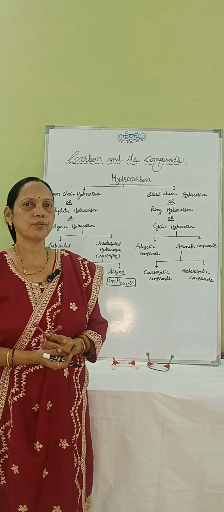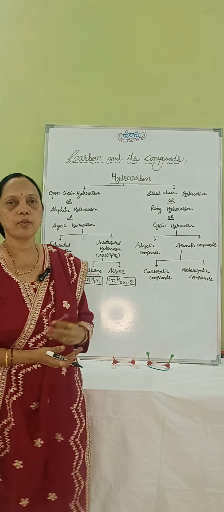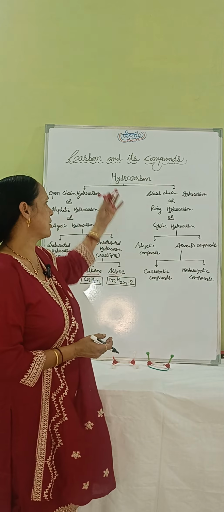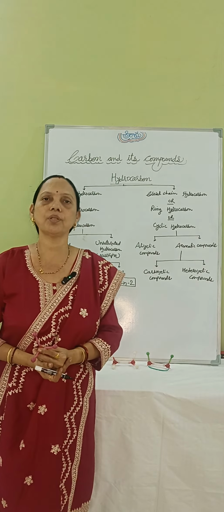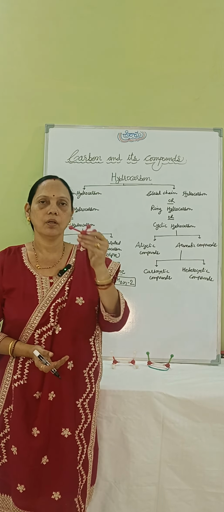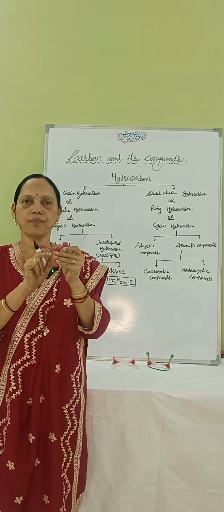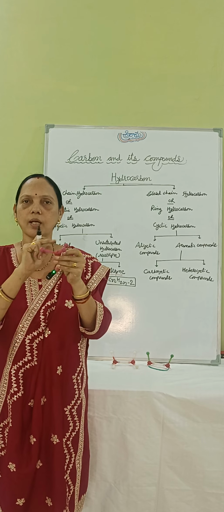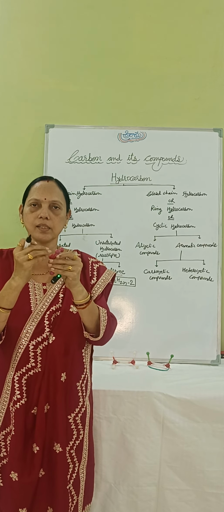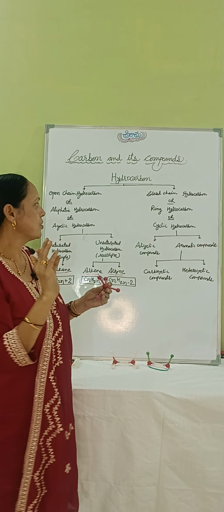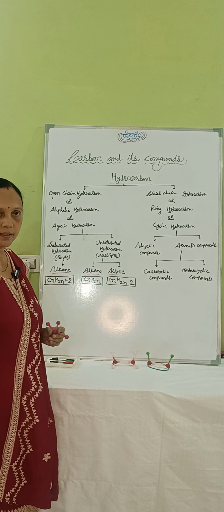So today we are going to study the classification of hydrocarbons. Hydrocarbon means the compound formed by the combination of hydrogen and carbon. Already we have seen that carbon shows tetravalency. It has 4 free valencies, and 4 elements come with a single electron and form the bond. So carbon shows versatile nature.